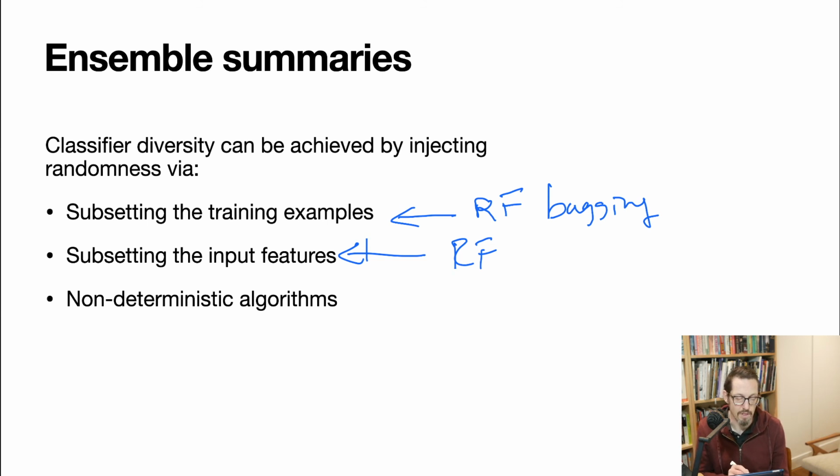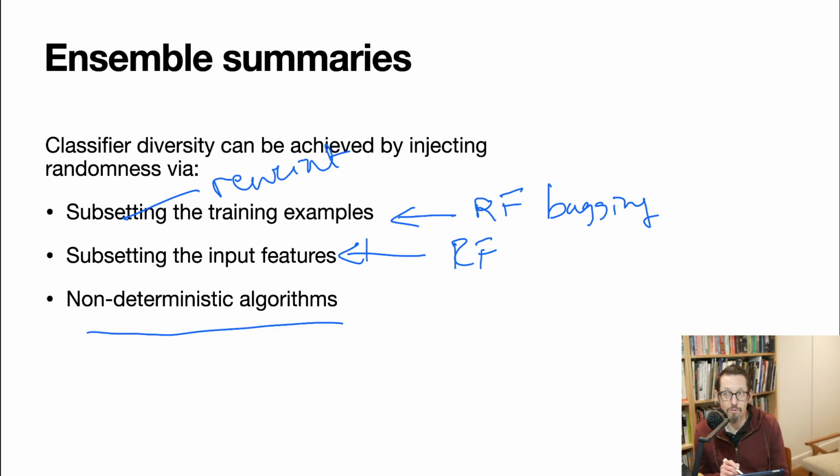Boosting, rather than subsetting them, is going to reweight the training samples so that they have different effects on things. And also, many algorithms are not deterministic. They don't get the same answers every time. If you initialize a random number generator for something, that is also a way to generate diversity.